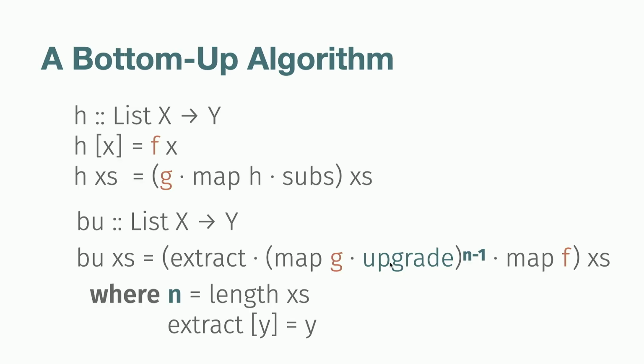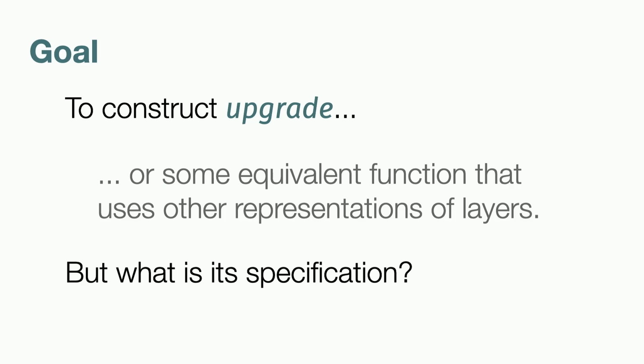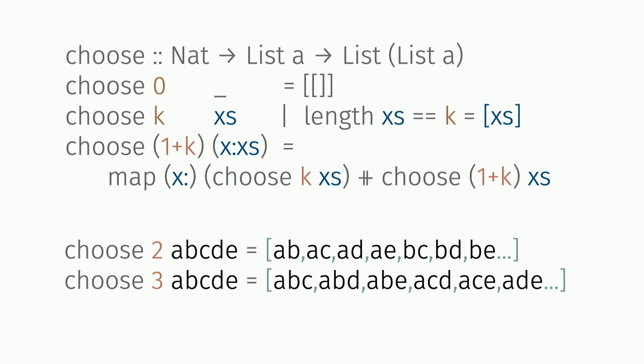Okay? Right. So now the problem is to construct this function upgrade. But what does it do, actually? To build the function, we need to have a clear specification. So can we write down formally what it does? To talk about what it does, we need to talk about this function choose, which takes a natural number k and a list called xs and gives you all the ways to choose k elements from the list xs. And the definition is also standard.